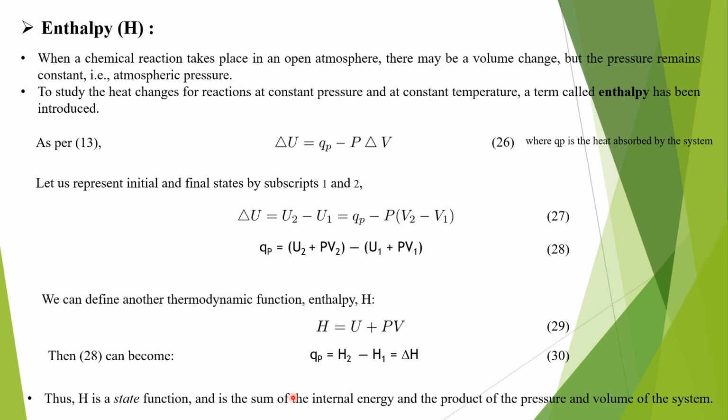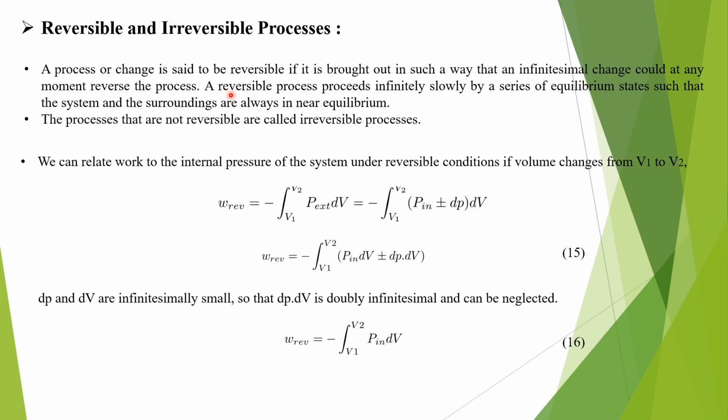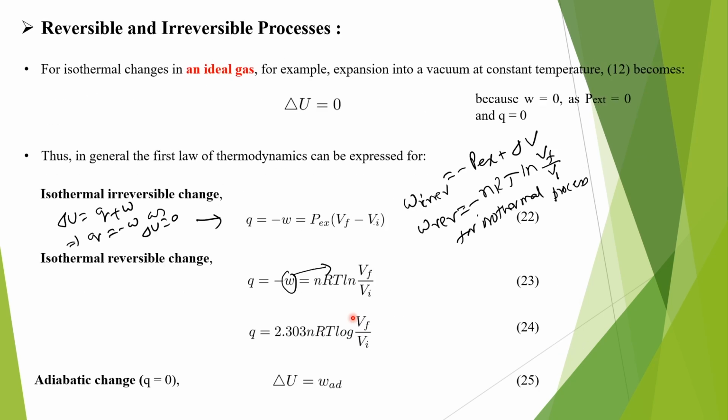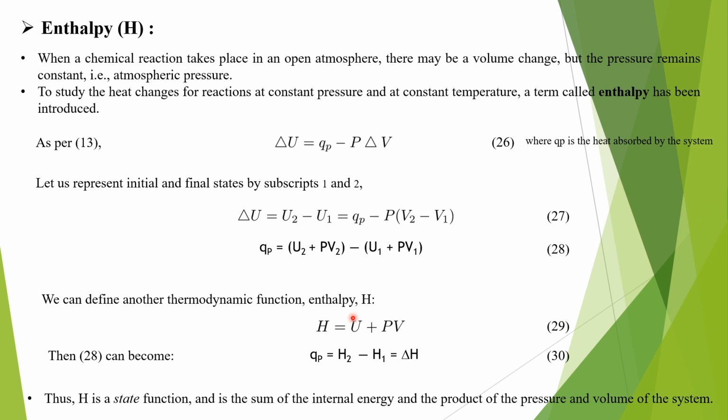So, what is enthalpy? When a chemical reaction takes place in an open atmosphere, there may be a volume change, but the pressure remains constant, that is atmospheric pressure. In the case of internal energy, we can measure it at constant volume. If we go back and check, we see that delta U is QV. So, change in internal energy is nothing but heat for a constant volume process, but most of the reactions that we carry out in the laboratory are at constant pressure, not at constant volume. So, we need to define another quantity that can help us understand the reaction better. That is why the concept of enthalpy comes here.